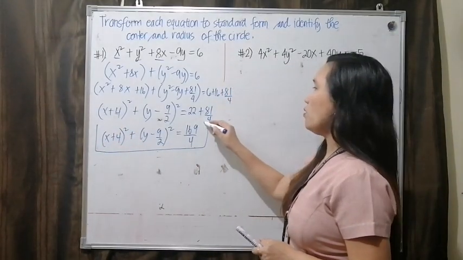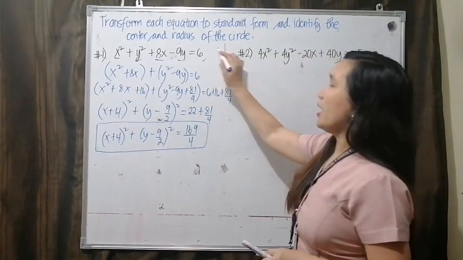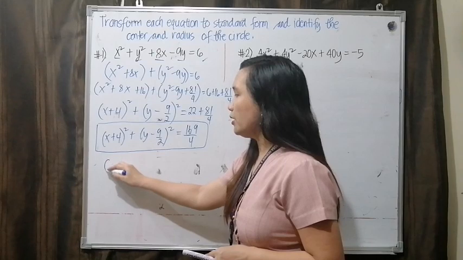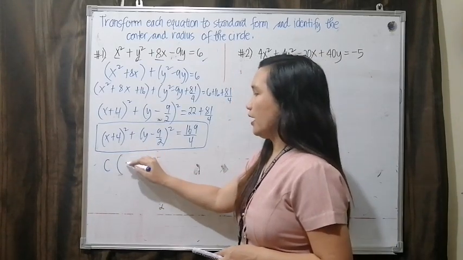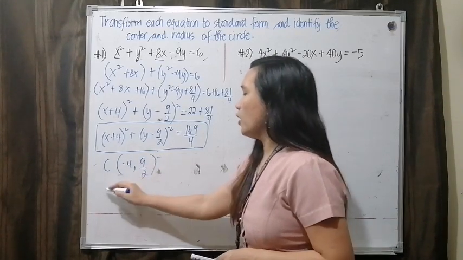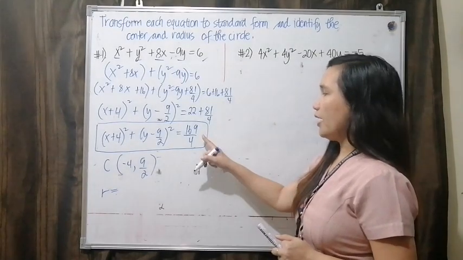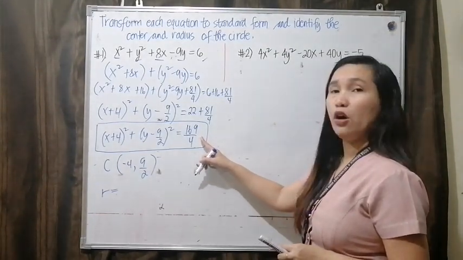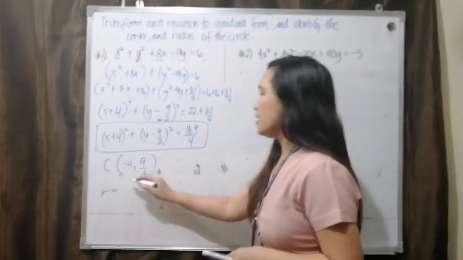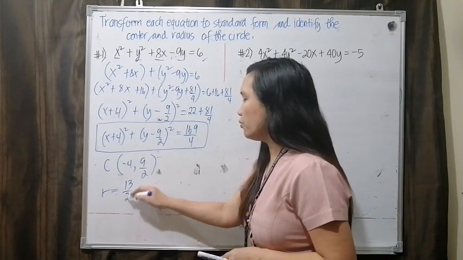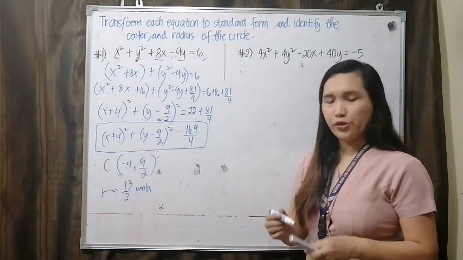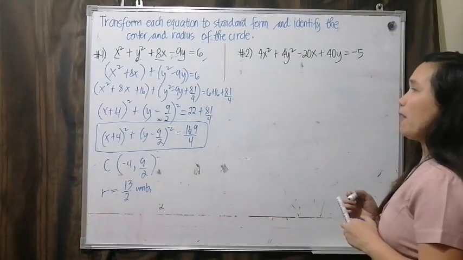We have now transformed the equation from the general form to the standard form. We can identify the center. What's the center of the circle? Okay, so that's (-4, 9/2). And what about the radius? The radius is equal to the square root of this, since this is r^2. So the square root of 169 over 4 is 13 over 2 units. So we have the center and the radius of the circle. Let's proceed to the second example.